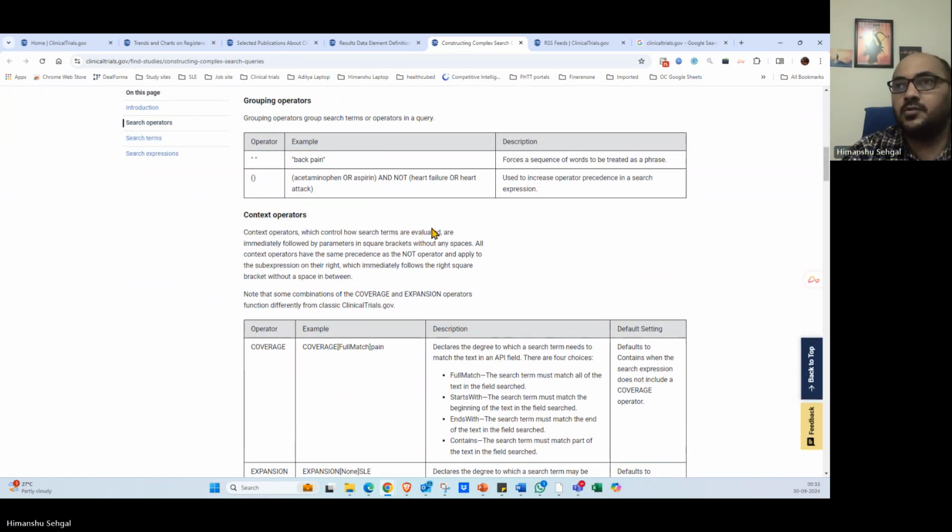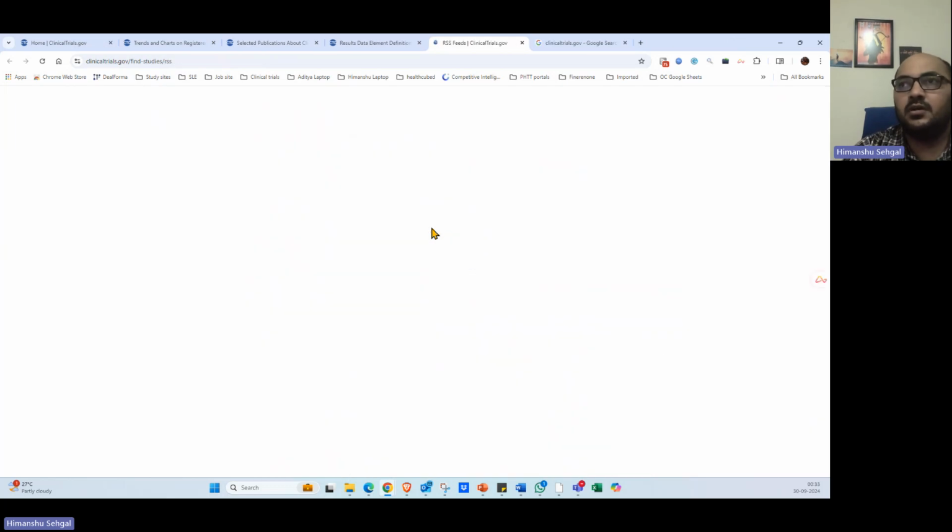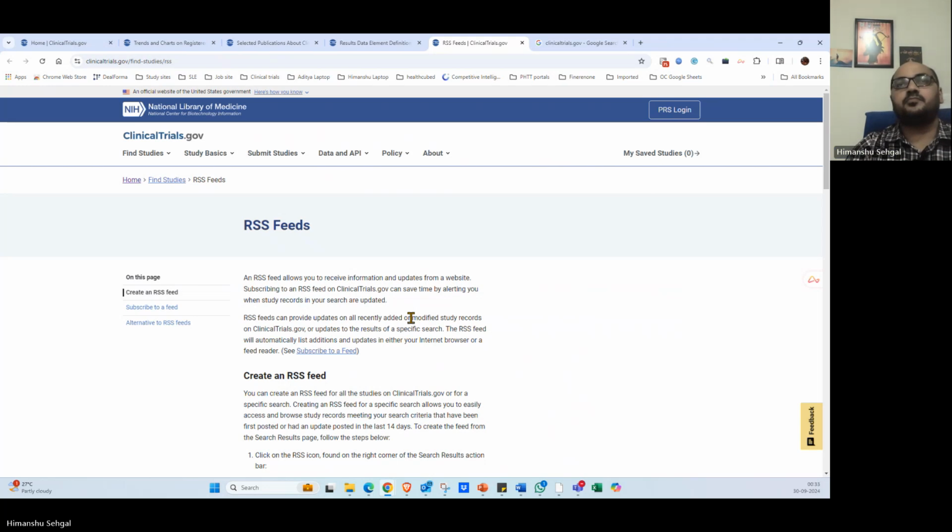Double quotes. Okay, so you're grouping operators. These work very well. Now, the good thing about, so one may say that this is good for research, but what about tracking?